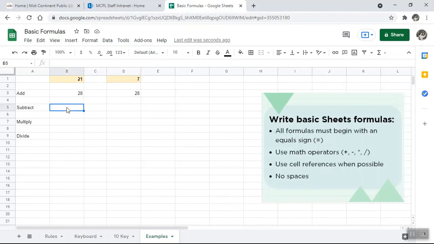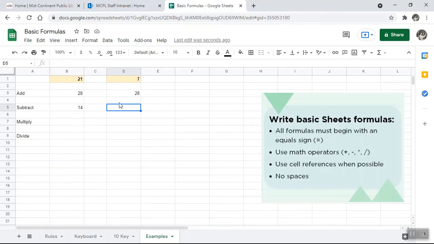Now when we subtract, sometimes people get confused with this, so let me show you two possibilities. First of all, I'm going to say equals, and then I'm just going to use my click method here. So B1, add in the minus sign, minus D1, press enter, and I get an answer of 14. And I can look in the formula bar and see that I subtracted D1 from B1.